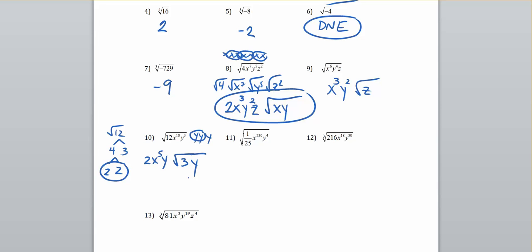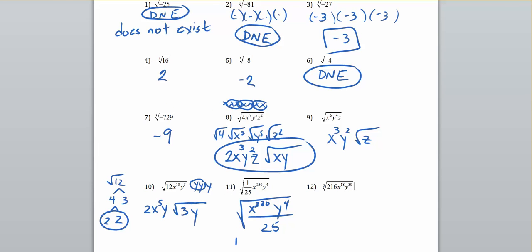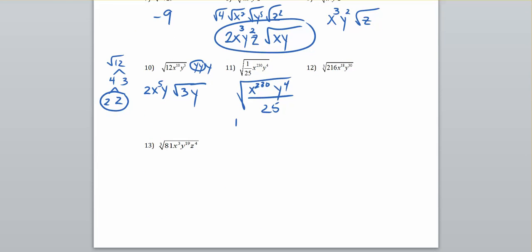So when I look at a problem like number 11, all right, there's things that look tricky, but they're a lot simpler than you think. So let me talk about the square root of 1 over 25. Right? This just really means if I wanted to simplify this, you guys could actually write this like this. X to the 230, y to the 4th over 25. Here's the point. Do I know the square root of 1? Well, I do. The square root of 1 is 1. And then do I know the square root of 25? I do know the square root of 25. The square root of 25 is just 5. But it would go in the denominator since I'm taking the square root of a number in the denominator.